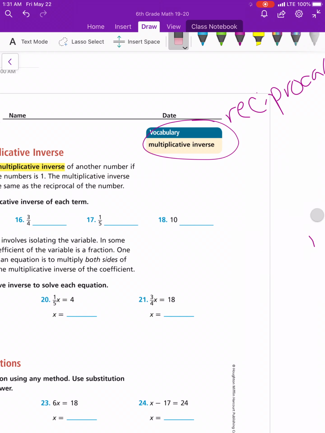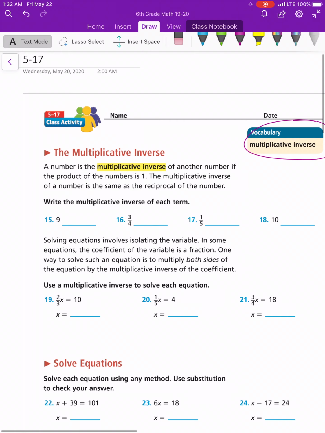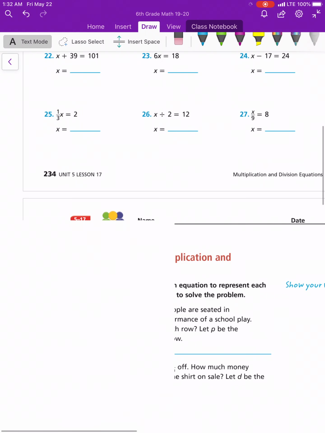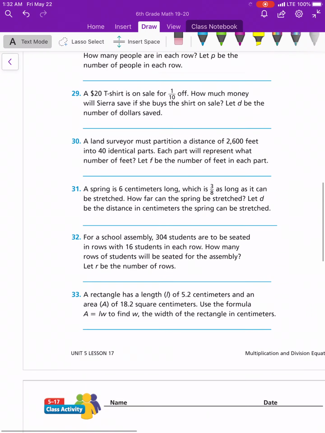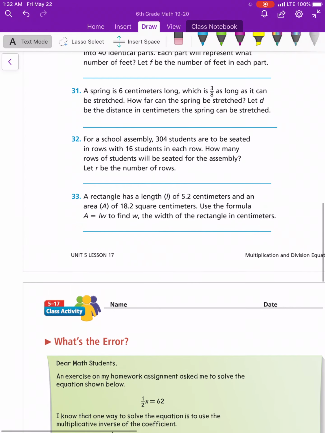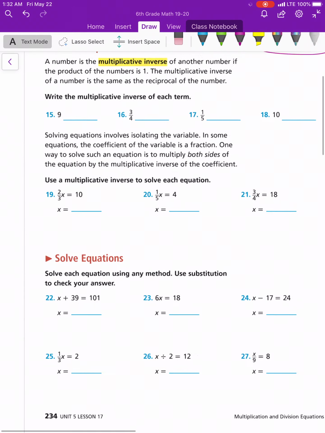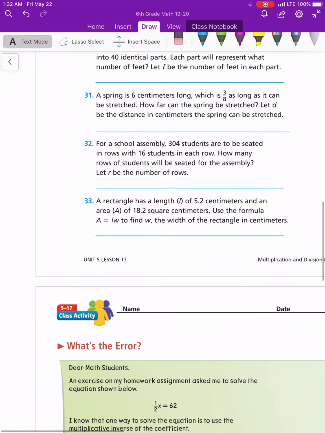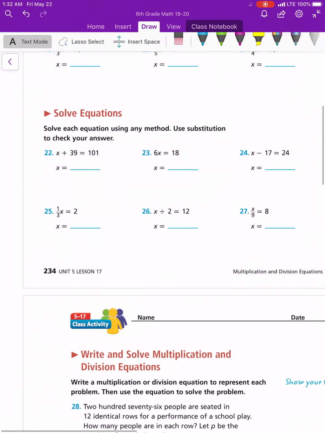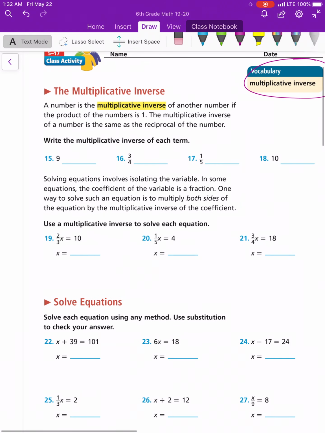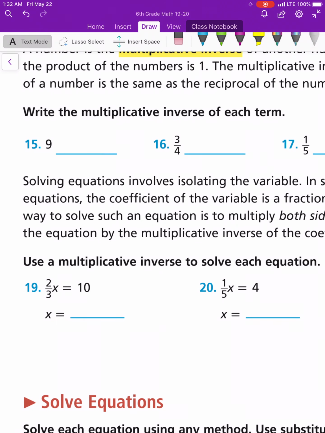So when we are solving for a variable, we need to use these. So real quick, on this, I'm just going to go through the odd numbers so that you don't have to watch a 40-minute video. So here we go. Okay, write the multiplicative inverse for each term.